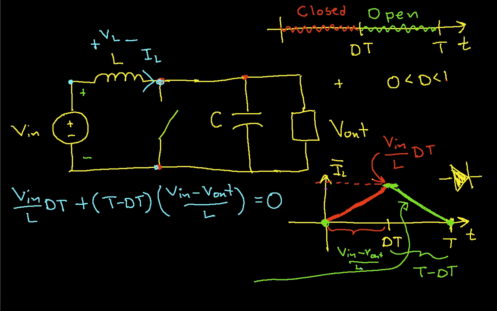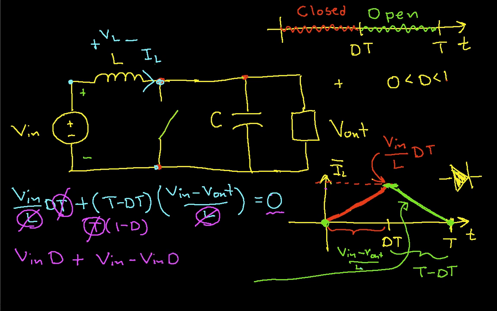And we can now simplify this. We can factor a T out of this, and so we have a T here and a T here. Since the opposite side over here is zero, we can divide both sides through by T, and these go away. We have this L and this L. We can multiply both sides by L, which makes these go away. Now let's rewrite this and see what we have left. We have V in times D plus V in minus V in times D. I'm taking this and multiplying things out. Minus 1 minus D times V out is equal to 0.